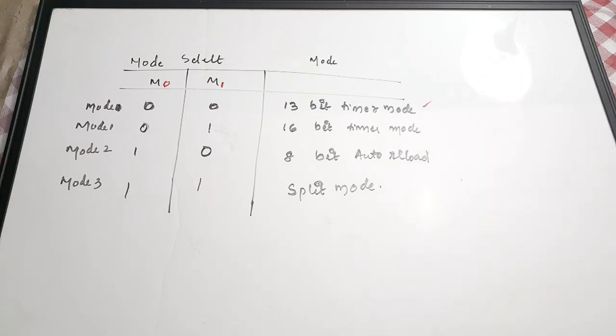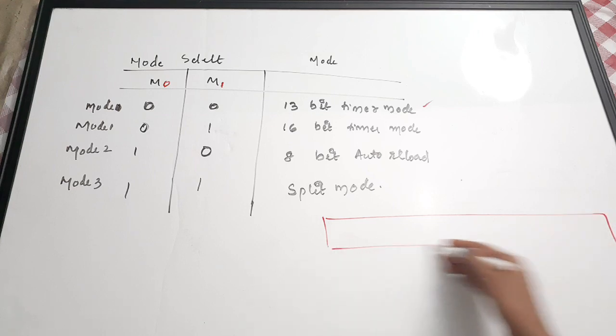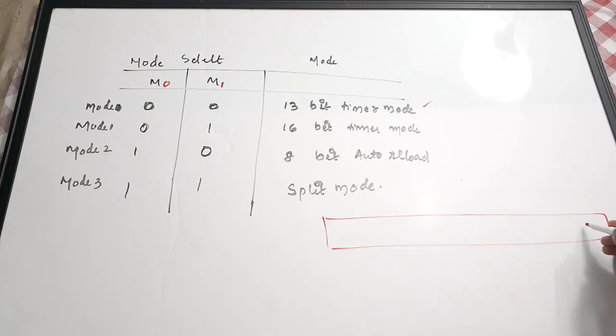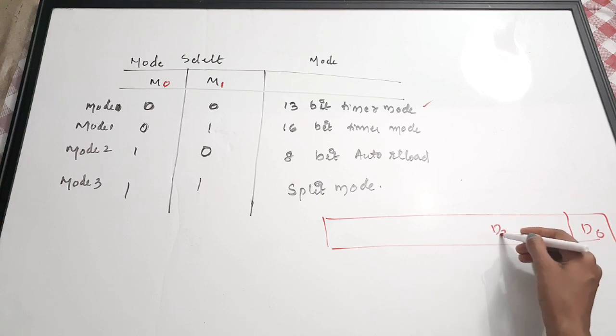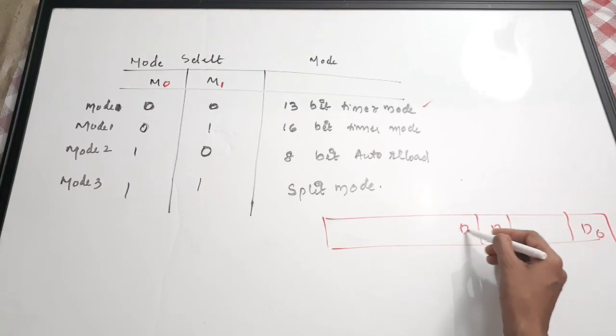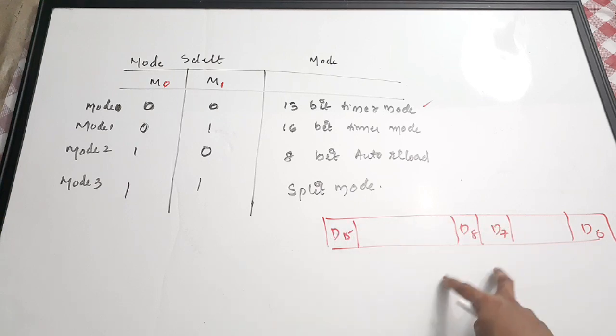Now, what is a 13-bit timer mode? We know that any timer, let it be timer 0 or timer 1, is a 16-bit timer. There is a D0 here and there is a D7; this we call the lower byte. Then D8 is there till D15; this we call the higher byte.